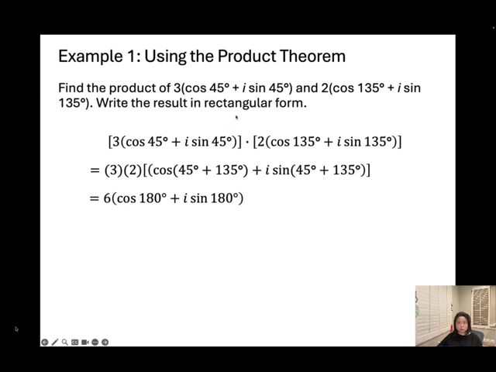And then we want to convert to rectangular form. So what is cosine 180 equal to? That's negative 1, right? How about sine 180? That will be equal to 0. So that will be equal to negative 6.